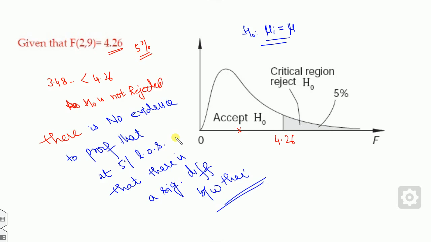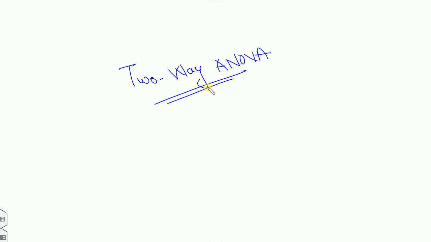So this is the way to calculate the one-way ANOVA table. In the next lecture we will study the two-way ANOVA. Before that, I request you to listen carefully about the one-way ANOVA and try to solve ANOVA problems so that you will be able to understand the two-way ANOVA easily.